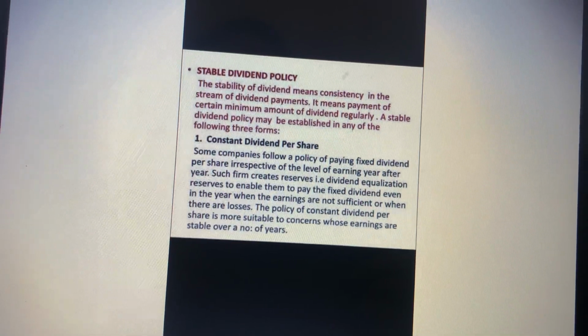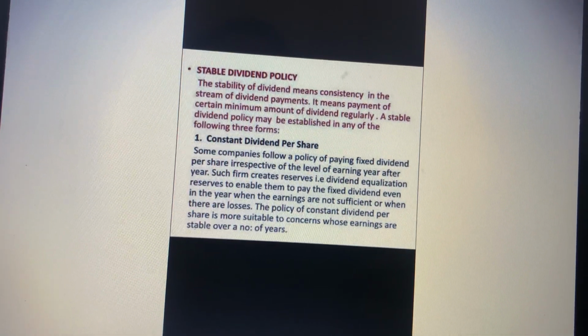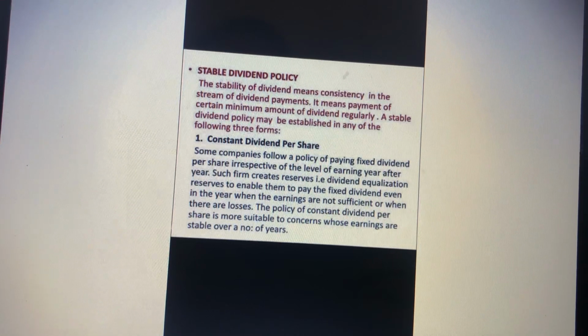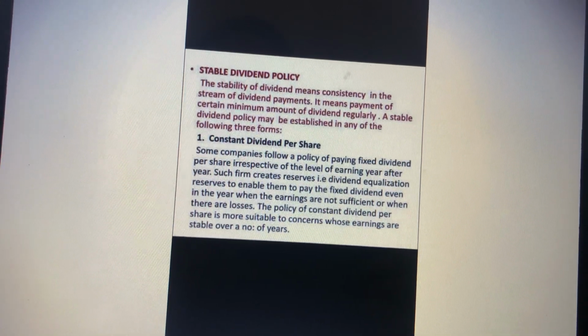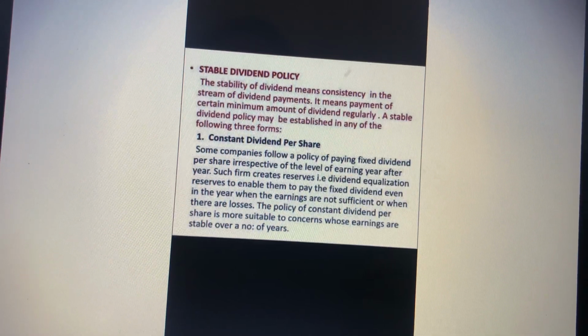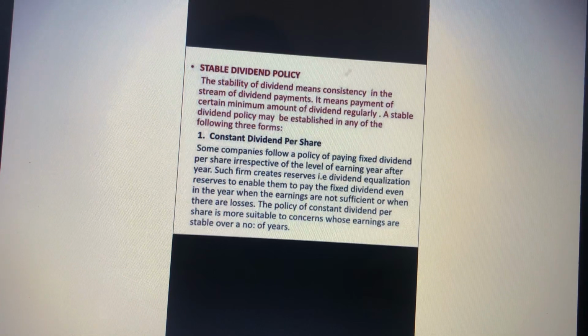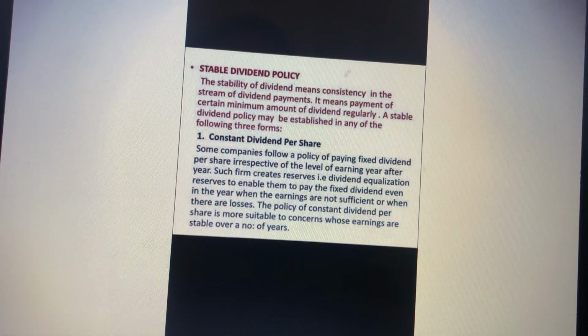First one is a constant dividend per share. Some companies follow a policy of paying fixed dividend per share irrespective of the level of the earnings year after year. Such firms usually create a reserve for dividend equalization to enable them to pay the fixed dividend even in the year when the earnings are not sufficient or when there are losses.